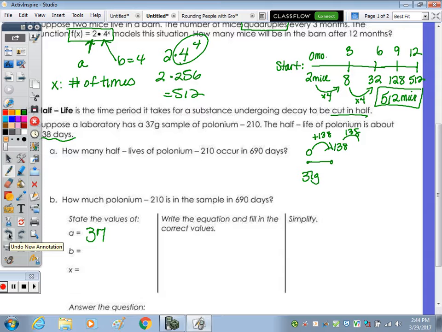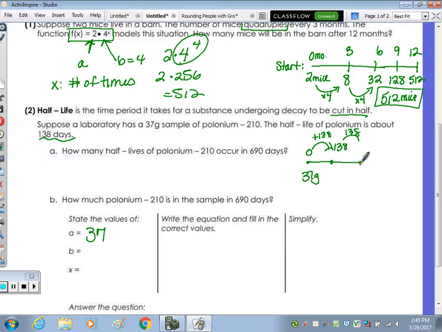Okay, but keep going. Well, how did you determine that so quickly, Noah? How did you get 5 right away? Because 690 divided by 138. So we're looking at a total of 690 days. So if you split those into groupings of 138, so 690 divided by 138 is 5. Good. We're going to have 5 half-lives. Our B value is 1/2, and then X here is our number of half-lives.